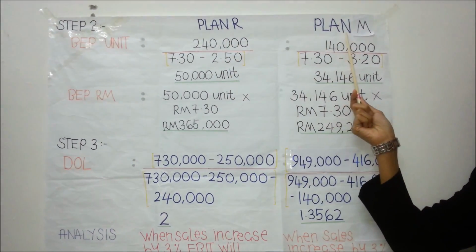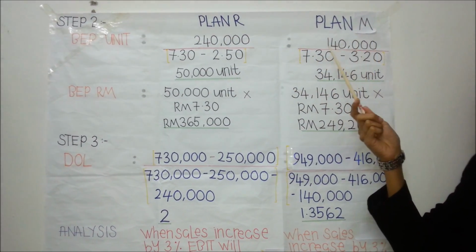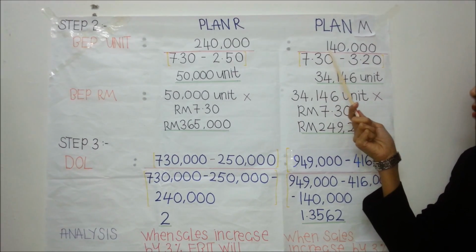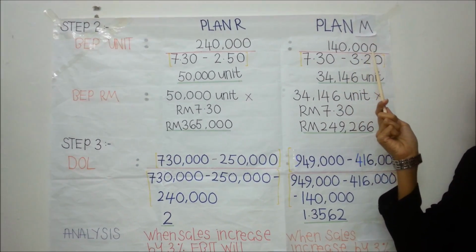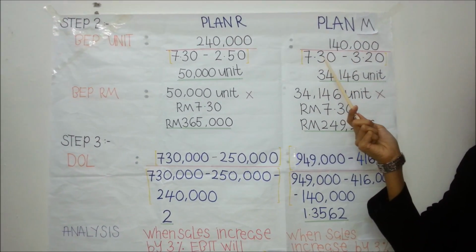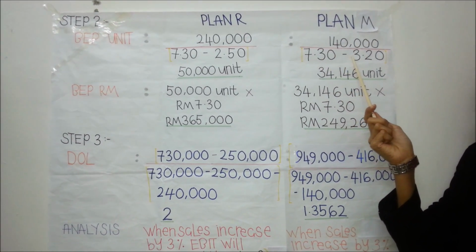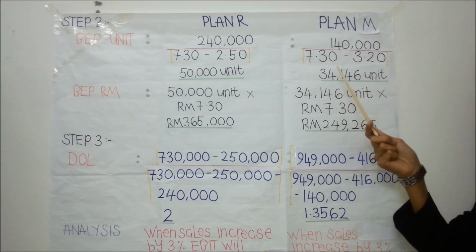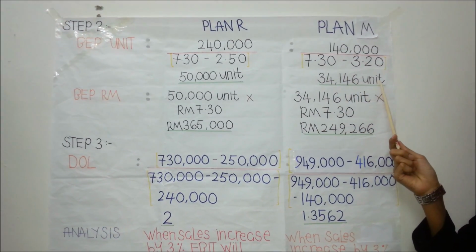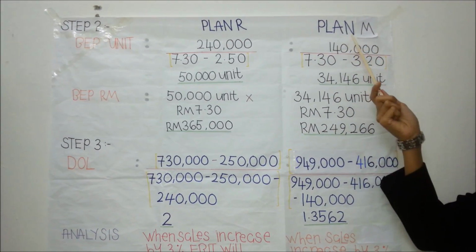And for plan M, BEP in unit, we need to take total fixed cost 140,000 divided by selling price per unit 7 ringgit and 30 cents minus 3 ringgit and 20 cents, and we will get 34,146 units for plan M.